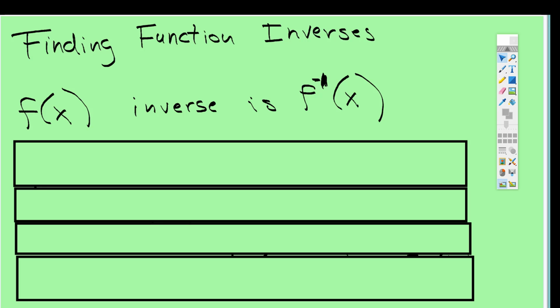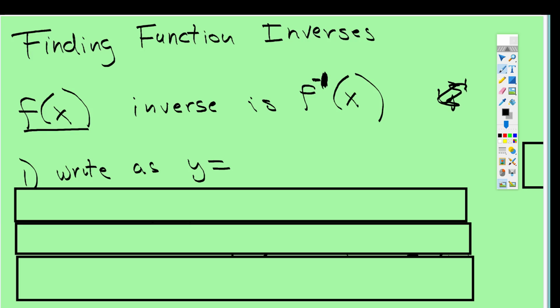Okay, now we're going to talk about finding function inverses. So if you are given f of x, when you find the inverse, this is the inverse notation, f to the raised -1 of x. Sometimes you can write it as y to the -1, and I'll show you when you do that. So how you find the inverse, if you're given an original function, these are the 4 steps.